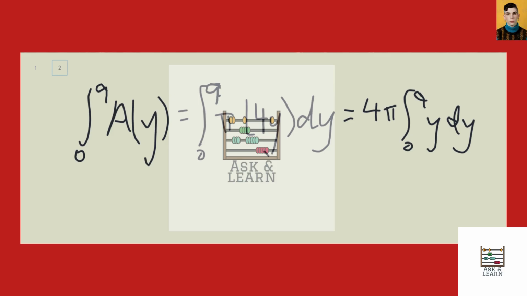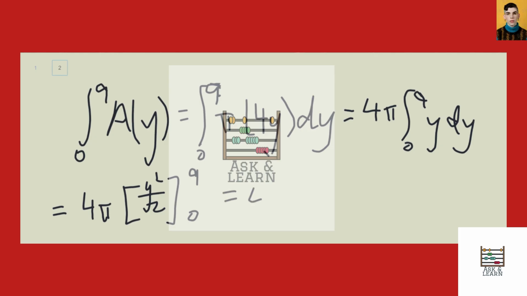And so we know that the antiderivative of y is just y squared over 2. So that's 4 pi times y squared over 2 from 0 to 9. Now by the fundamental theorem of calculus, we can just plug this in. In this case, the 0 doesn't matter because 0 squared over 2 is just 0. So we just need to evaluate it at y equals 9.